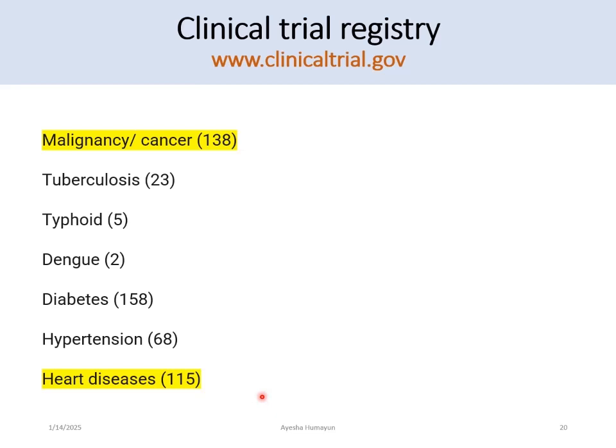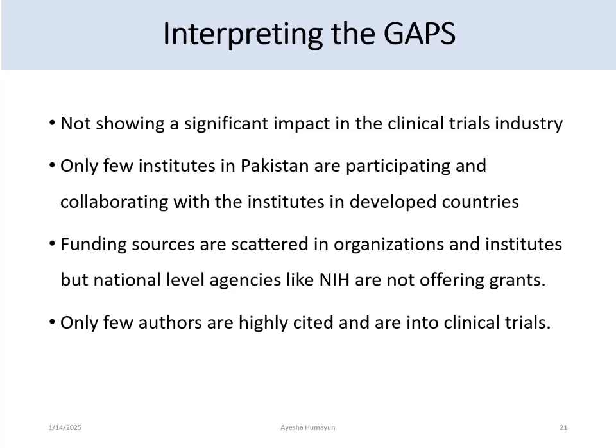So you can see more prevalent diseases are being researched less. Fewer trials are on the diseases which are highly prevalent in Pakistan. Now, how can we interpret this data? Looking at all those bibliometric analysis slides, it shows that Pakistan is actually not impacting the clinical trial industry, and we have very little impact.